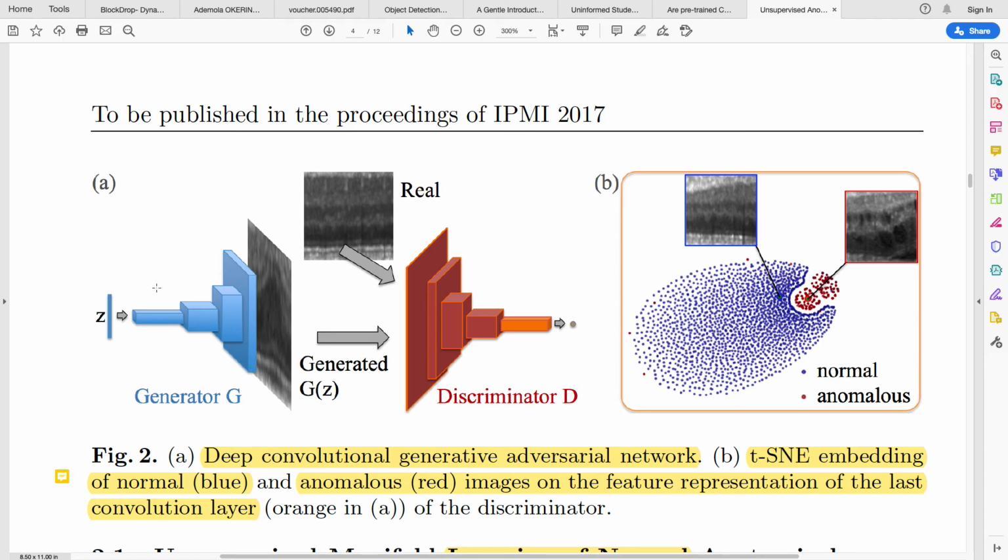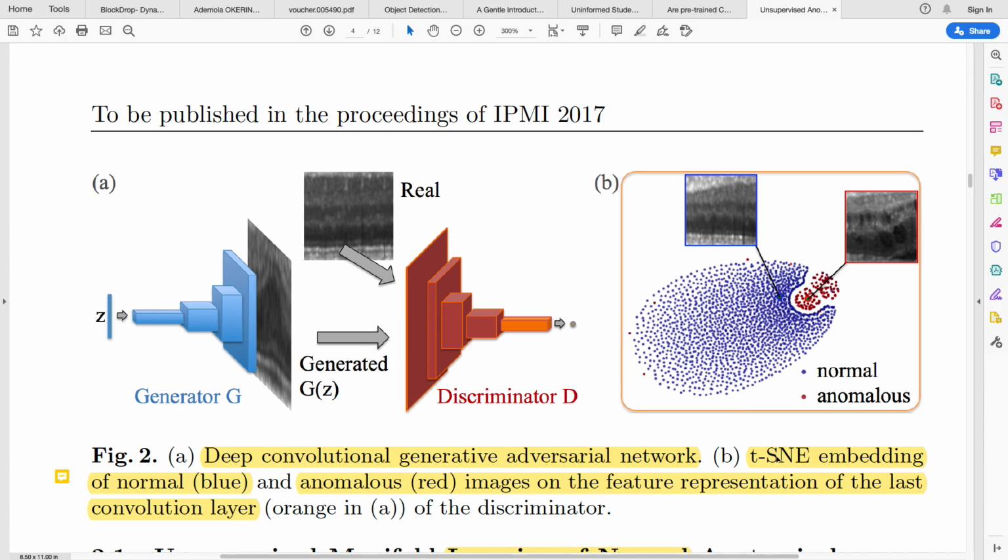So essentially, the generator takes in a latent vector, that's a noise z, which is just a set of random numbers, and the generator learns to generate a realistic image. Then we feed the output of the generator and the real image into the discriminator. The discriminator learns to differentiate and classify real as real and fake as fake.